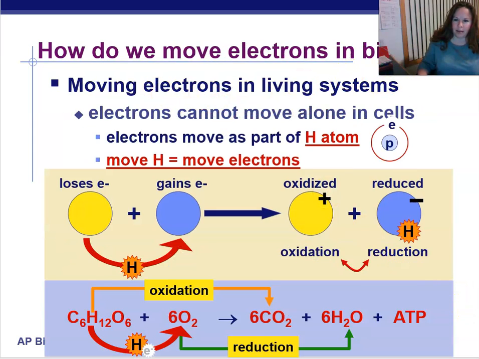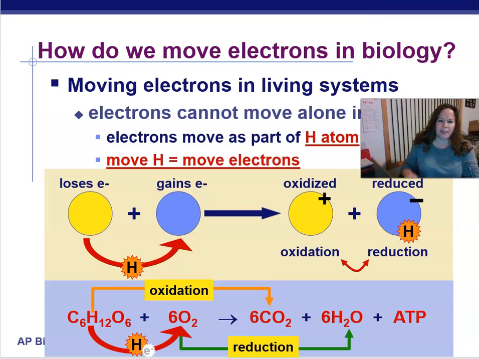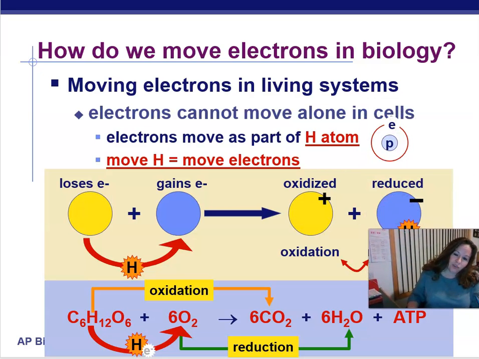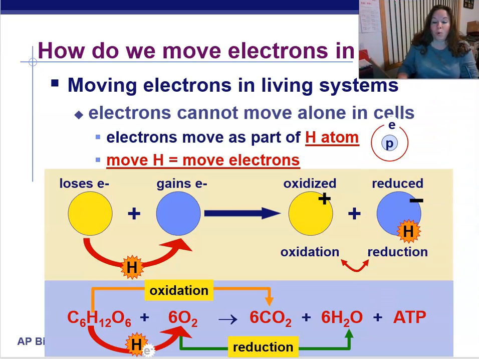But how do we move electrons in biology? In electricity, they move through wires and such. We get them from batteries and things. But what about in biology? How do we move electrons in living systems? Well, electrons actually can't move by themselves. They actually have to move as part of something else. And so, who else has a readily available electron? Well, that would be hydrogen.